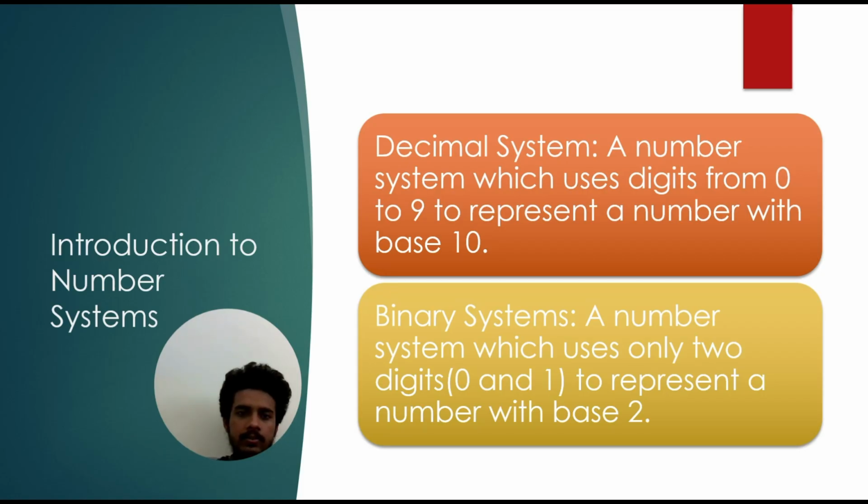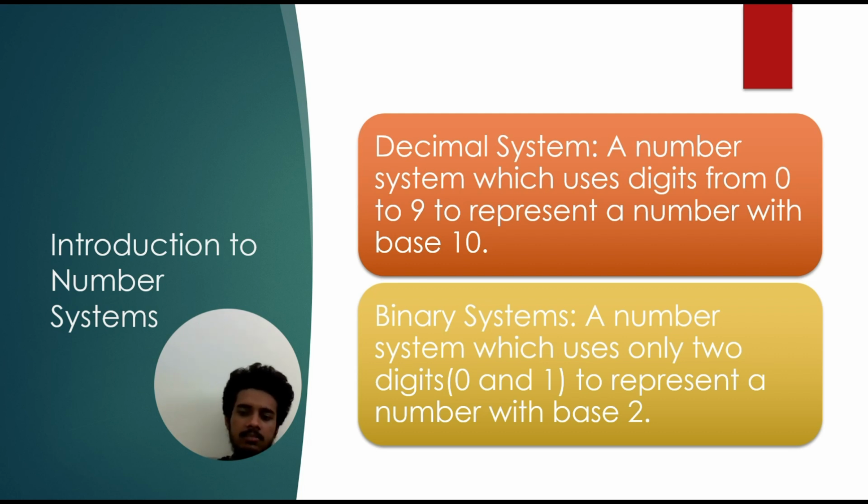Let us first introduce ourselves to number systems. Now, the decimal number system. It is a number system which uses digits from 0 to 9 to represent a number with base 10. Means we can use all the numbers from 0 to 9, so 0, 1, 2, and so on up to 9, and we can write the number.